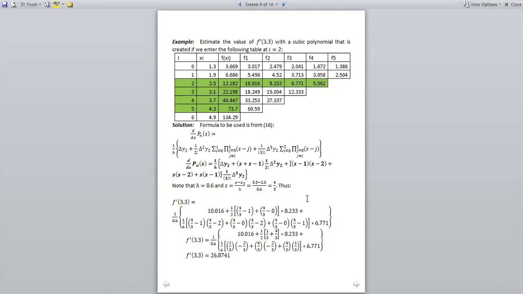Which term am I writing? Yes, third order difference is 6.771. 6.771 आ गया.